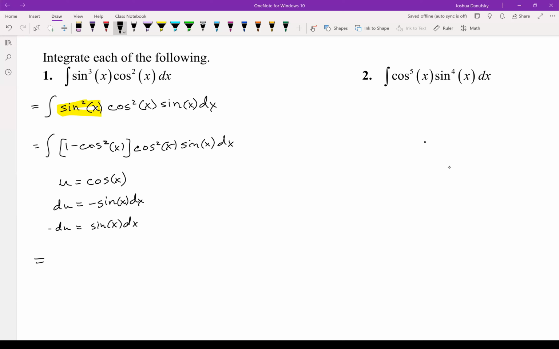And our integral becomes negative in front from our du. Our sine x dx way back there is going to become a du, right? Negative du. And then we've got our 1 minus cosine squared, which will look like this, times cosine squared, which is right there. And now we're in a pretty good situation for integrating. We'll go ahead and distribute.